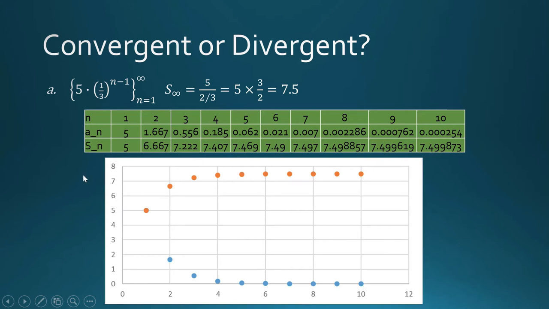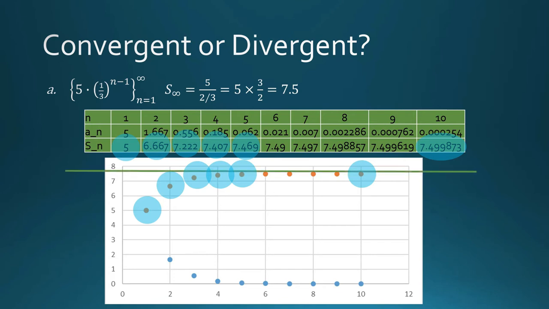Our sequence of partial sums would be the orange dots. So the first sum is 5. The second sum, S2, is 6.667. The third sum is 7.222, so on and so forth. If you were to look at it, the sequence of partial sums is organizing itself around a particular real number, and that real number is 7.5. And in fact, that is the sum that we got for this particular geometric sequence.